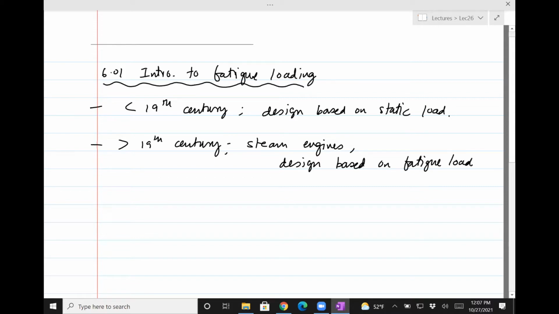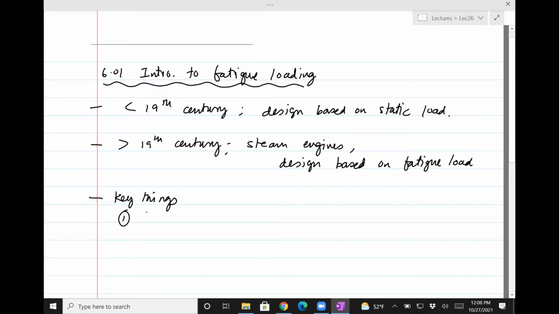Because when you have something which is moving several times per second, you have these loads which are fluctuating, and fluctuating failures are much different from static failures. So the key thing about fatigue loads is that there are key things.